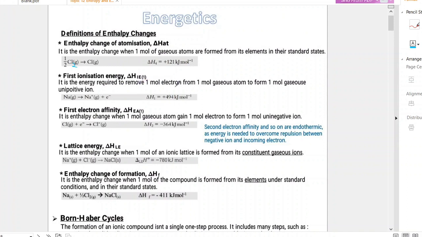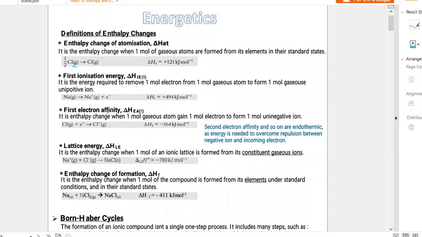This is the energy required to remove 1 mole electron from 1 mole gaseous atom to form 1 mole gaseous unipositive ion. So this is obviously endothermic, because electrostatic forces of attraction between the electron in orbit and the nucleus have to be overcome to remove the electron.